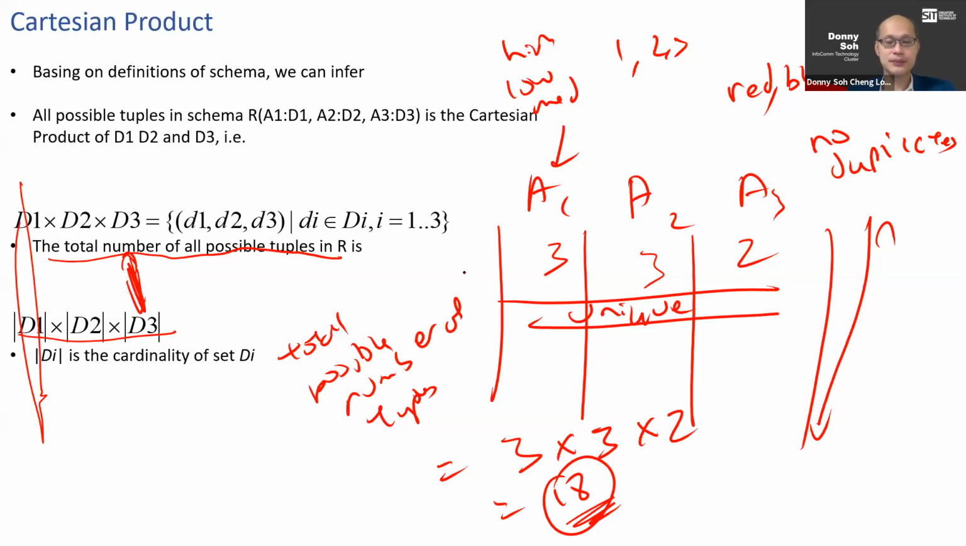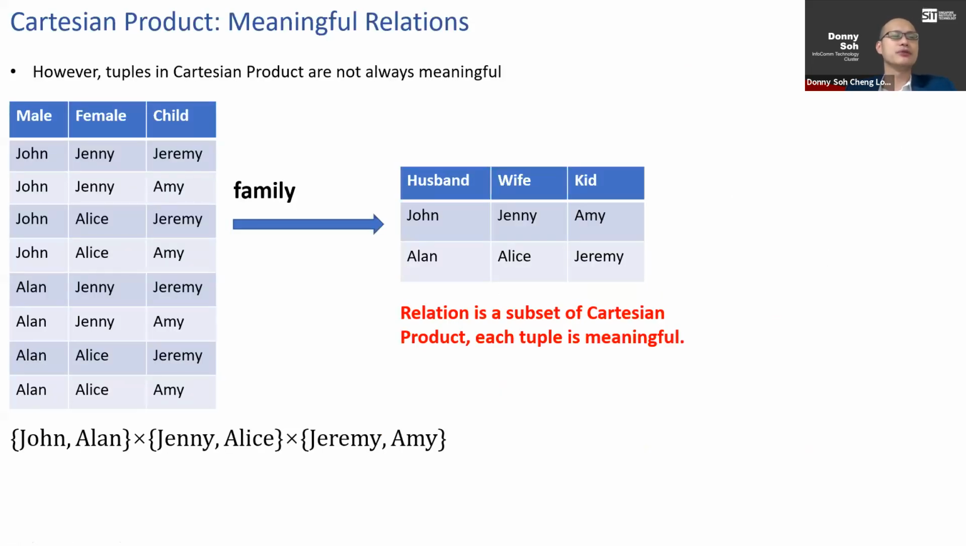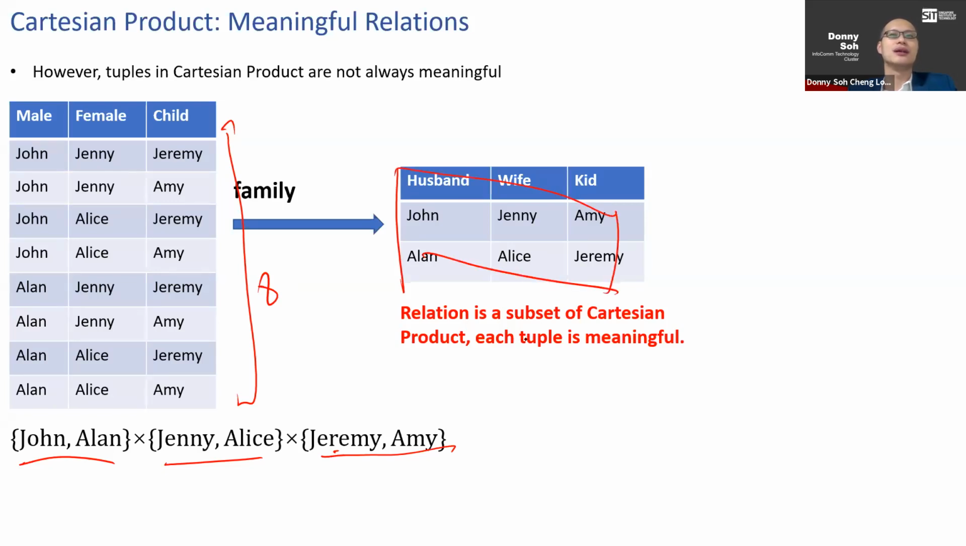Okay, so far. But however, not all products are meaningful. For example, if I have a family kind of relationship, I have John and Ellen as the male, Jenny and Alice as the female, and Jeremy and Amy as the child. It doesn't make any sense for me to multiply them together to say that in total it is 2 times 2 times 2, which is 8. Rather, we should have a subset of the Cartesian product where each tuple is a bit more meaningful.